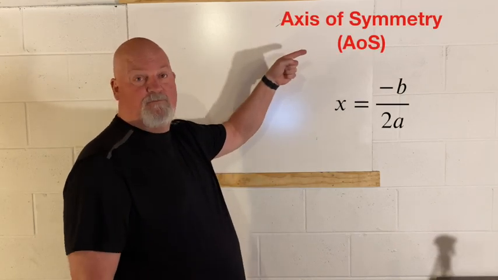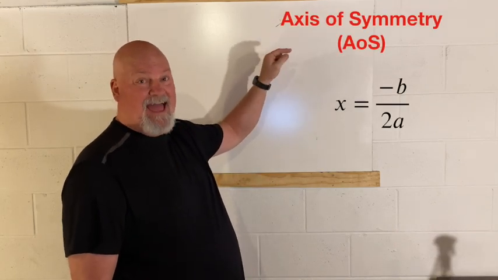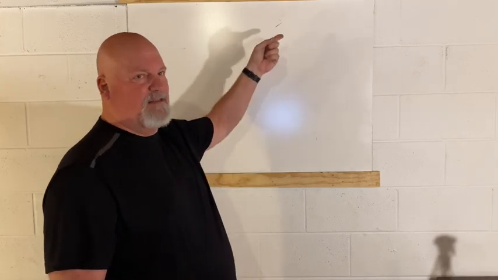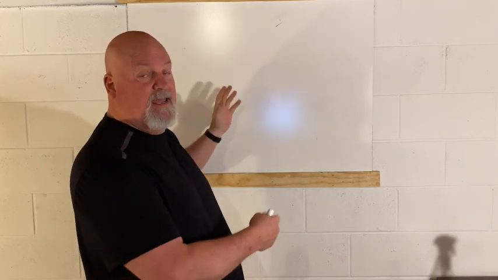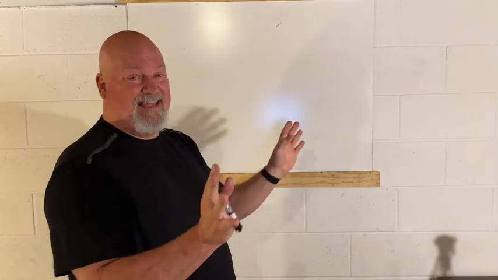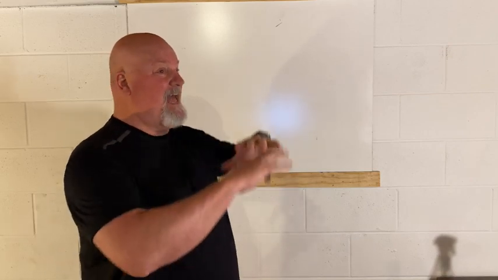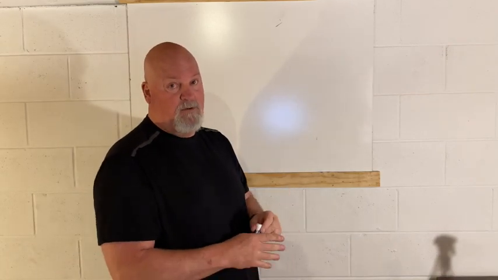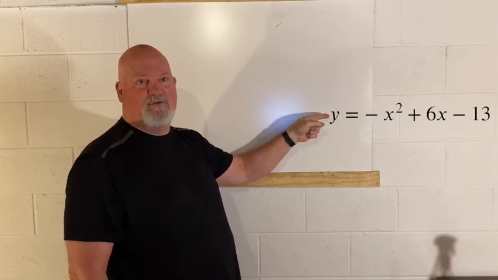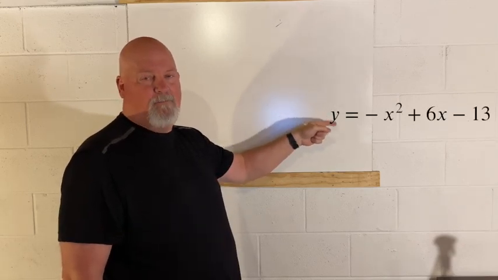Well, here's the axis of symmetry equation. x equals negative b over 2a. Now, wait a second. You're asking, where do I get the b and where do I get the a from? Well, you get it from the a, b, and c that we already identified. Pretty simple. Again, once you identify a, b, and c, everything else falls into place. Okay? So we have this other equation that we've already used. y equals negative x squared plus 6x minus 13.